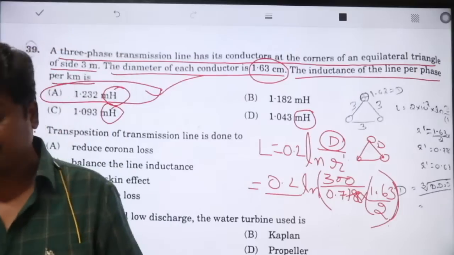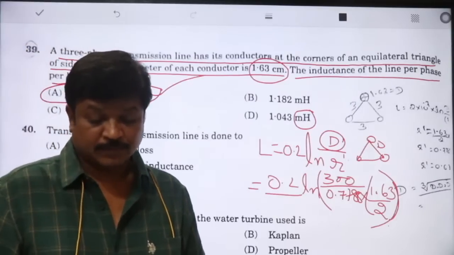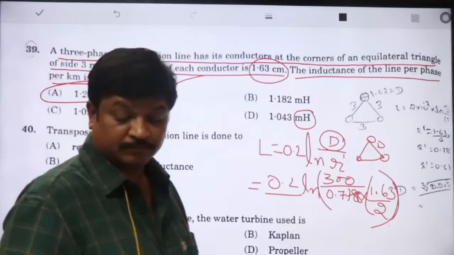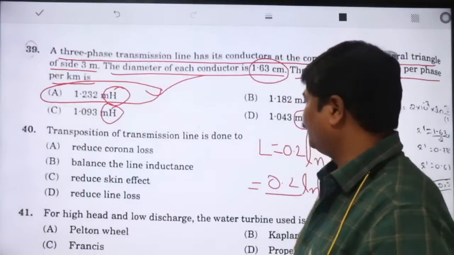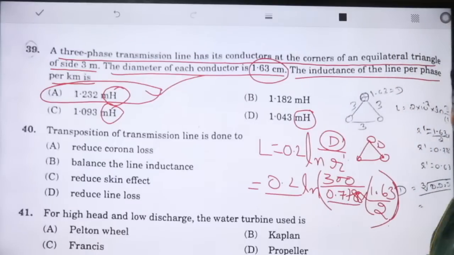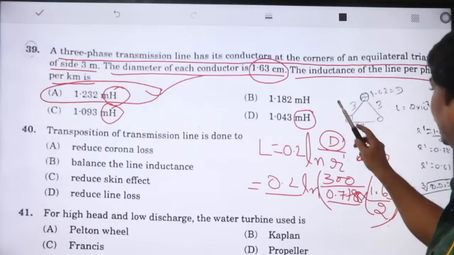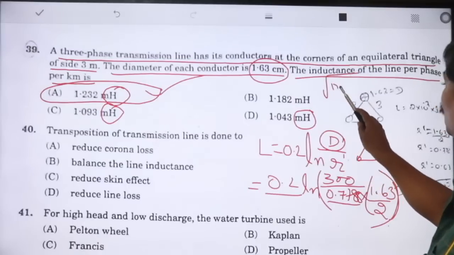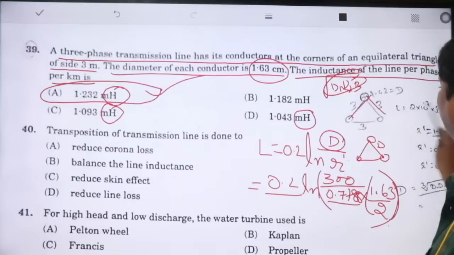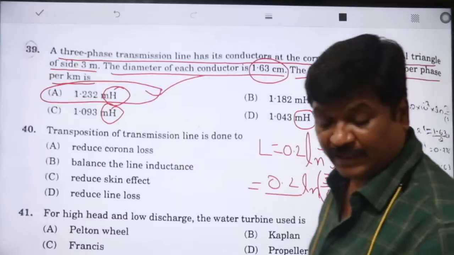Okay, all of you, have you got the same answer? 0.2. Sometimes students may forget 0.7788. Sometimes they unnecessarily take the square root of d1, d2, d3 or something like that, but you don't need to take it because it is symmetrical.